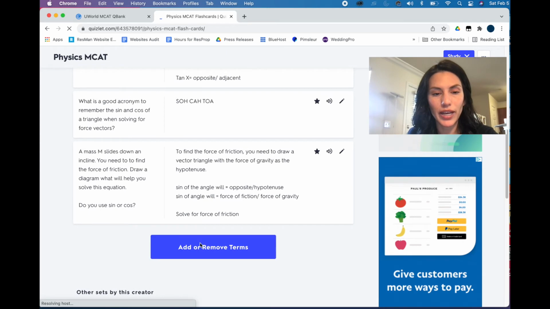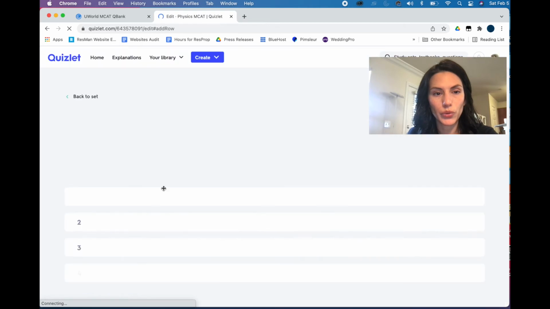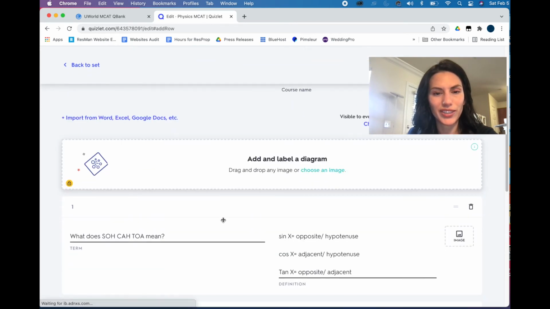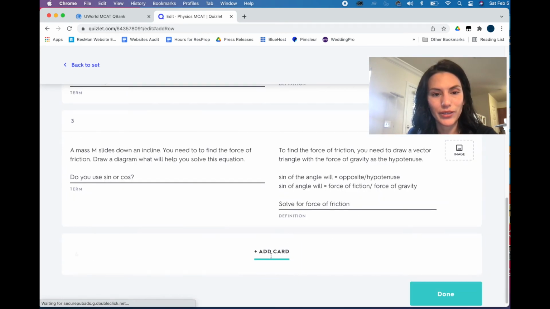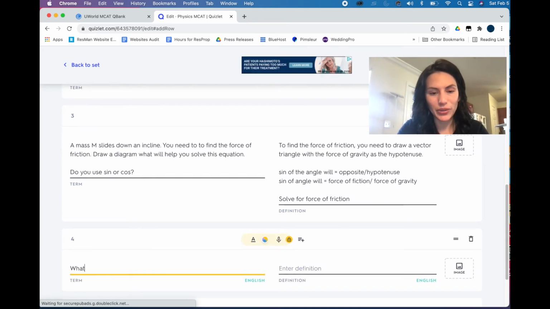I would click add terms. You know what's funny? Since this card's here, it means that I did it recently. I did a question like this recently, and I still don't remember. But anyways, all right, so I'm going to say, what does SOHCAHTOA mean?